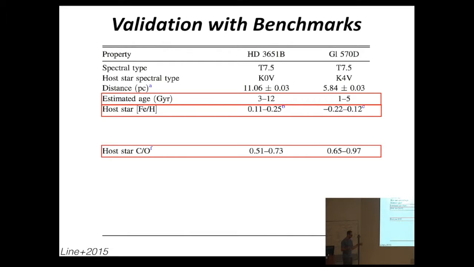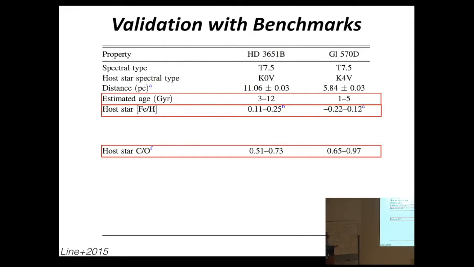These are brown dwarfs that orbit host stars for which we've measured the abundances, like the metallicity and the C to O, and for which we know the age, albeit ages for stars can be somewhat sketchy if they're not in clusters. 3 to 12 gigayears is spanning the entire age of the universe, so that's not really that useful. But this one is. Johanna Teskey, a collaborator on a lot of this work, has done a really good job of backing out what the carbon to oxygen ratios are in the companion stars that these brown dwarfs are orbiting, and so we can use this as an extra dimension.